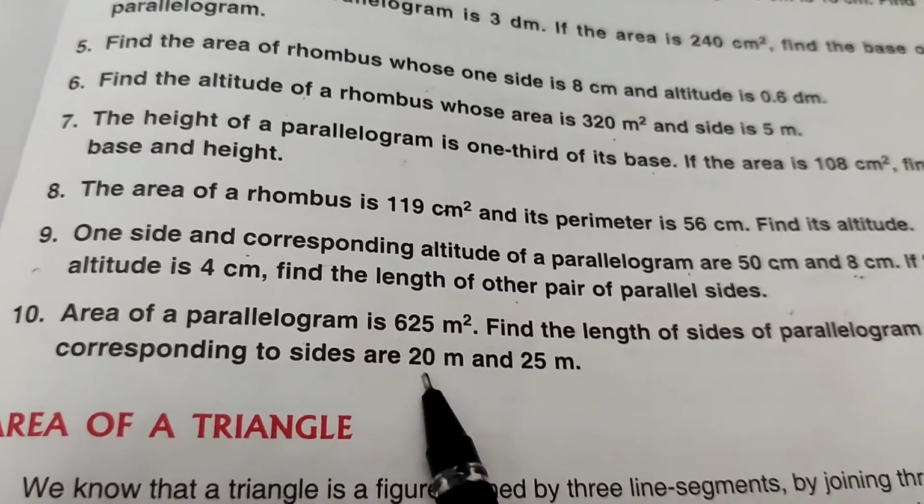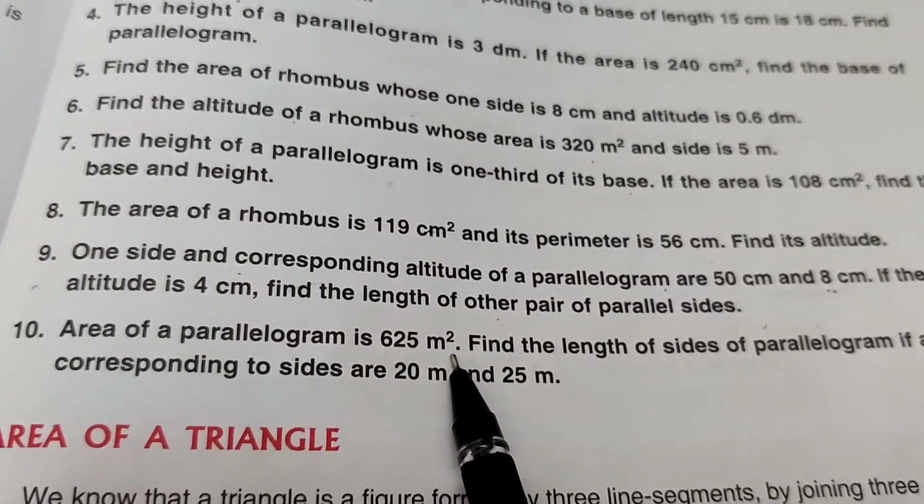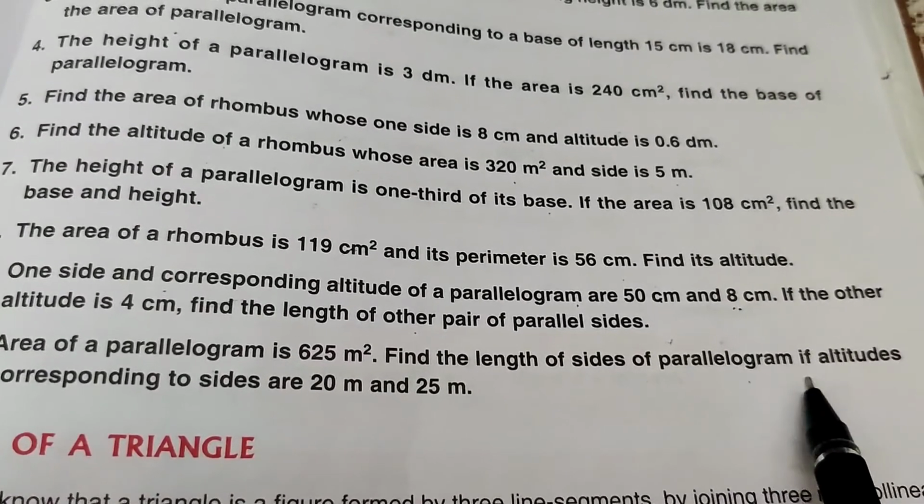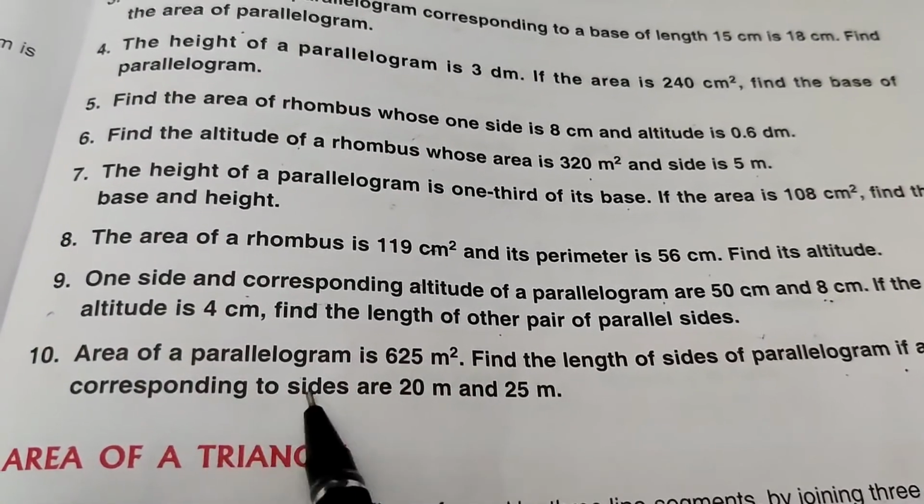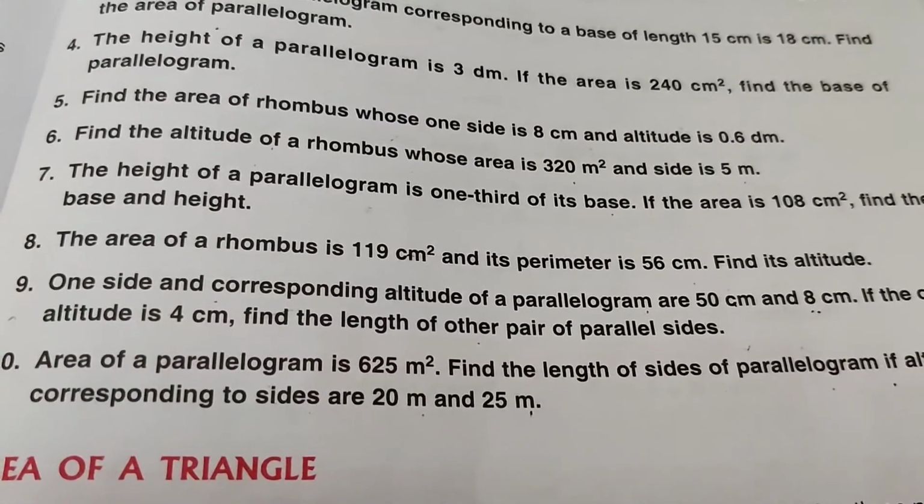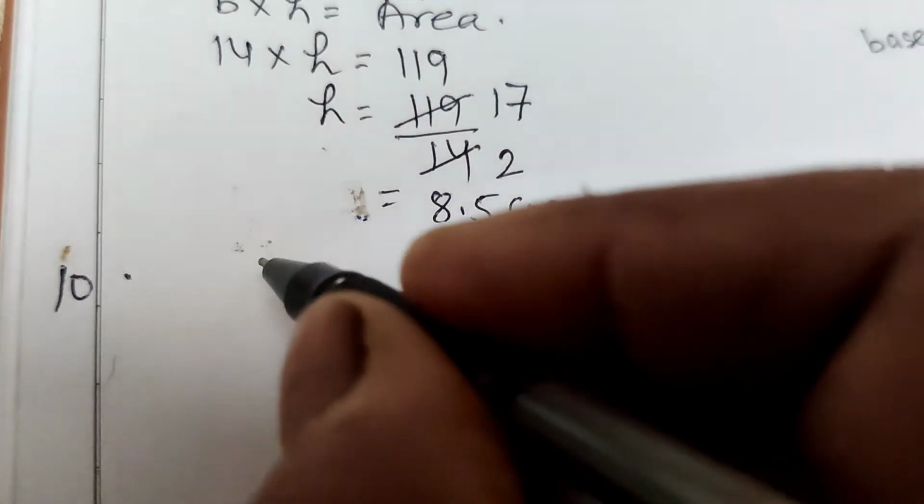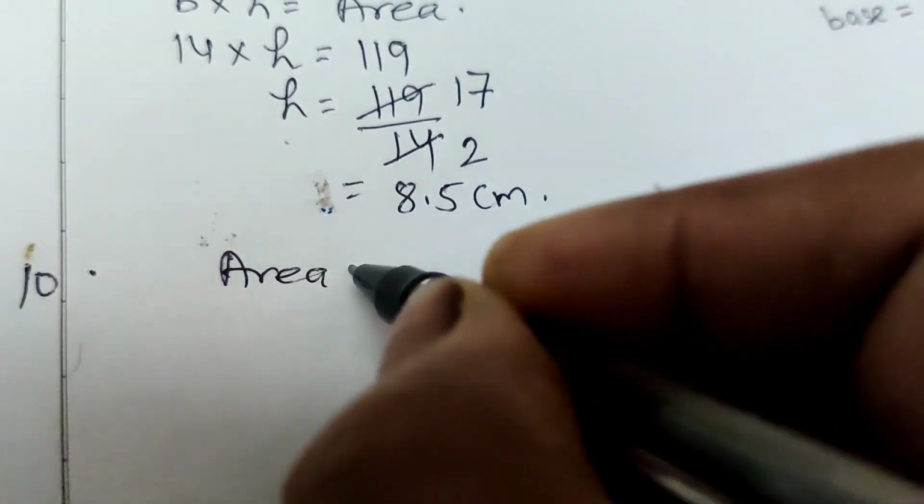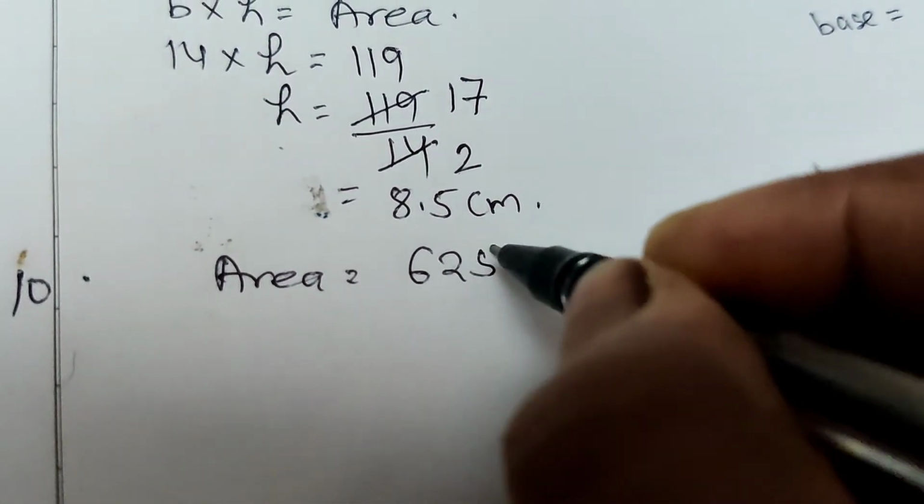Area of a parallelogram is 625 meter square. Find the length of the sides of the parallelogram if the altitudes to the corresponding sides are 20 meter and 25 meter. The area of the parallelogram is 625 meter square.